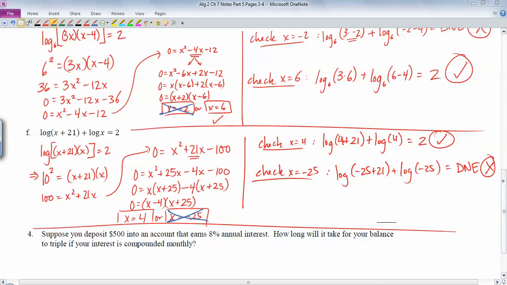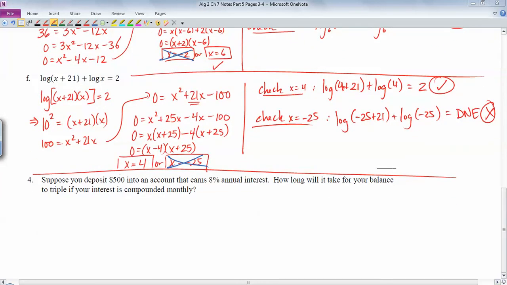Okay, we got one last problem here. Let's do that. So we deposit $500. So the principal is $500. The annual interest is 8%, so 0.08. And interest is compounded monthly. So that means we're going to use the compound interest formula with the n in it because we can count that n is 12. So the general formula is A equals P times 1 plus r over n to the nt. It's really A of t because it's dependent on time.